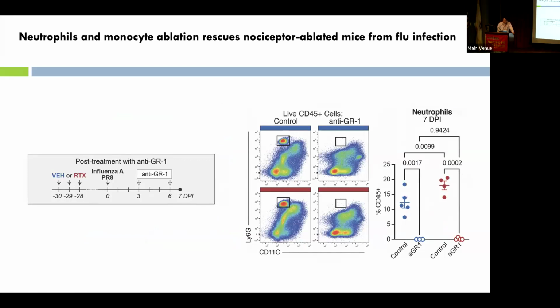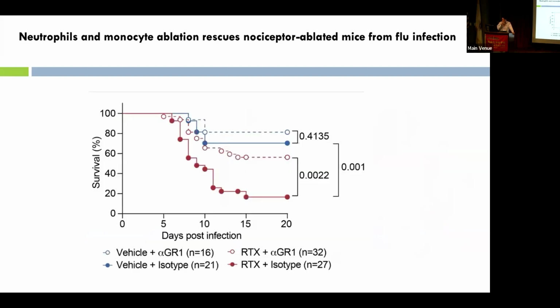So what happens in terms of survival? So here you could see over 3 cohorts of mice, the vehicle-treated mice is here in blue with isotype control antibody, and then the RTX do a lot worse. But then if you kill off the neutrophils and monocytes, you can restore their survival, and there's also somewhat of a benefit in the vehicle-treated mice as well.